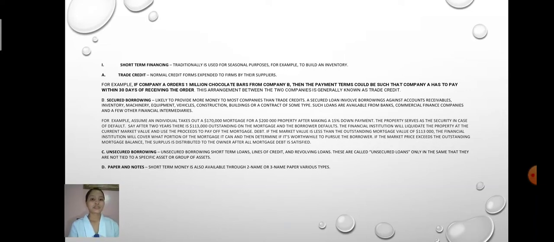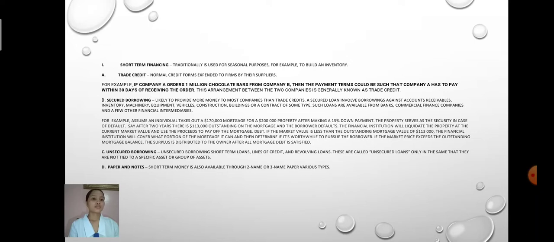For example, assume an individual takes out a $170,000 mortgage for a $200,000 property after making a 15% down payment. The property serves as the security in case of default. Say after 2 years, there is $113,000 outstanding on the mortgage and the borrower defaults.